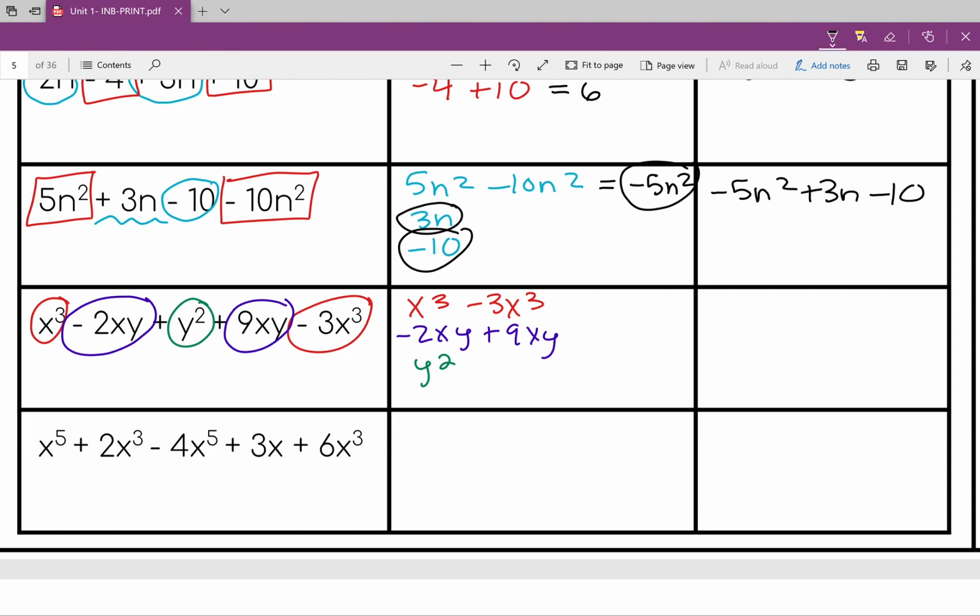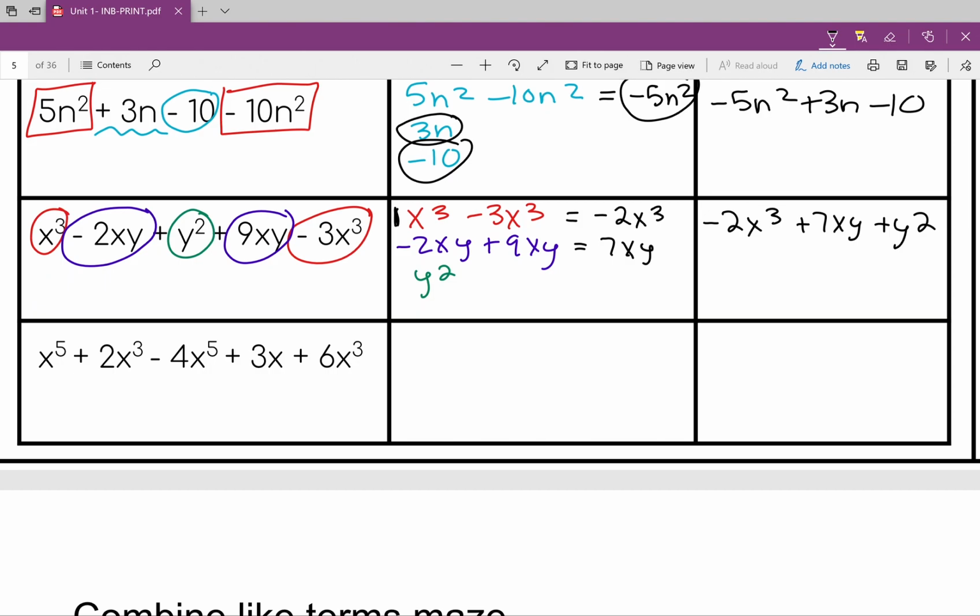So when I combine it, I have 1x cubed minus 3x cubed, which is negative 2x cubed. Then negative 2xy plus 9xy, which is 7xy. And then just my y squared. So I'm just going to combine all those together, writing them all next to each other. And that's my answer. We're taking our original problem and shortening it by combining all terms that are similar.